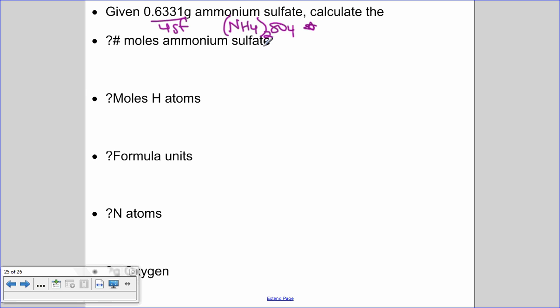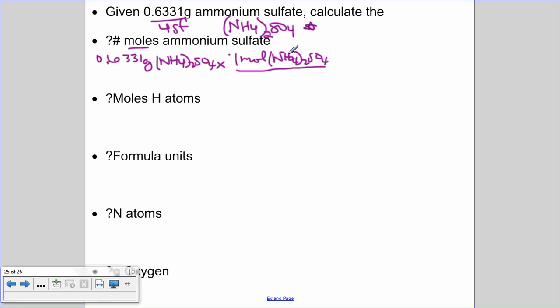It's an ionic compound. If I give you 0.6331 grams of ammonium sulfate, and I'm actually going to write it out here, and you need to convert that to moles because that's the unknown. I'm going to put moles on top, so I know that 1 mole of ammonium sulfate contains a specific number of grams. All I have to do is add that up.